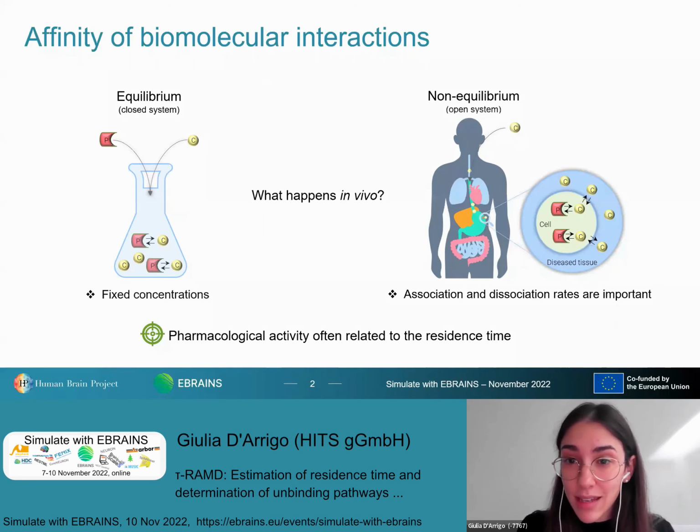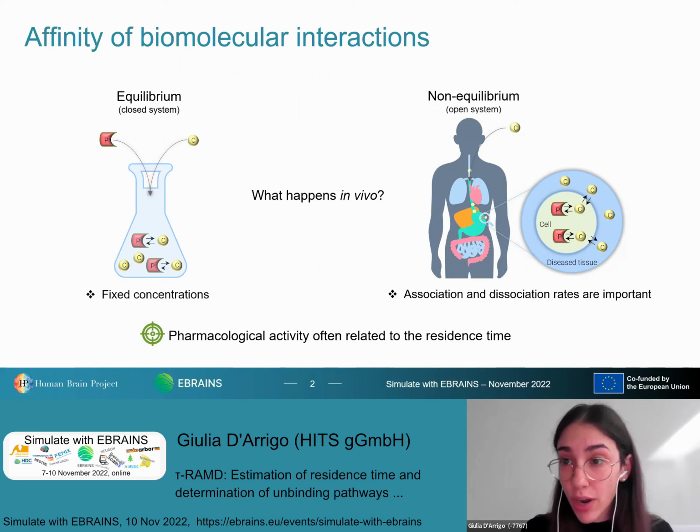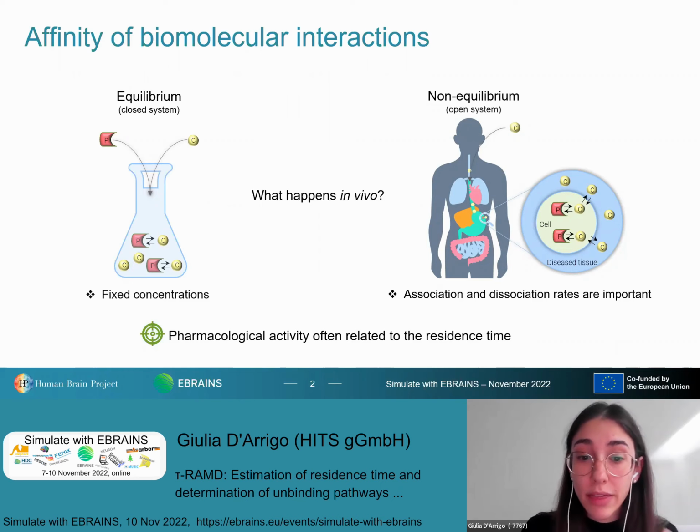And in such an open non-equilibrium system, the individual association and dissociation rates must be taken into consideration, because it has also been shown that the affinity that is measured at the equilibrium often poorly correlates with the in vivo efficacy of a drug, and that instead the pharmacological activity often correlates with the residence time, which means for how long a drug will interact with the target.